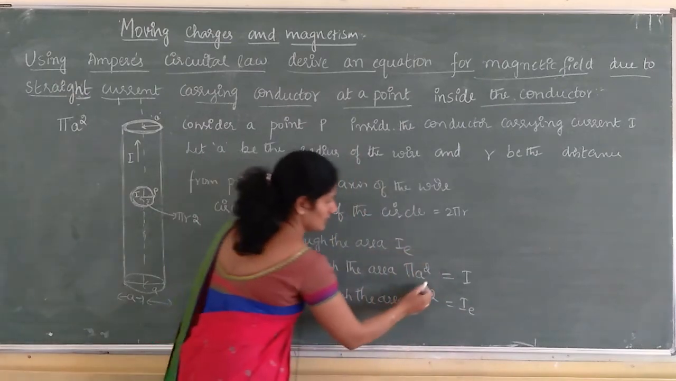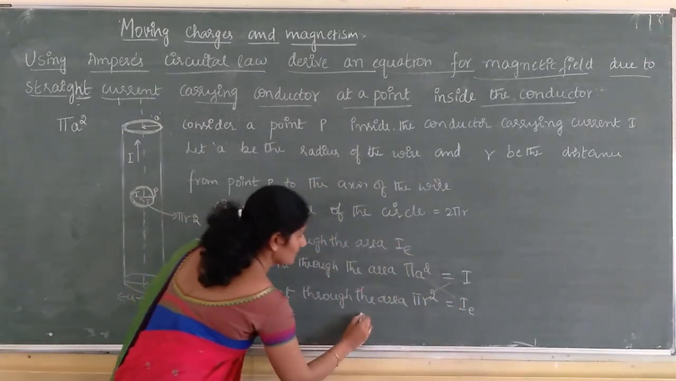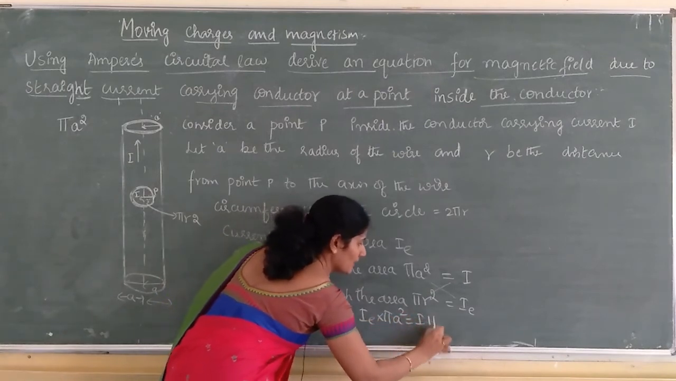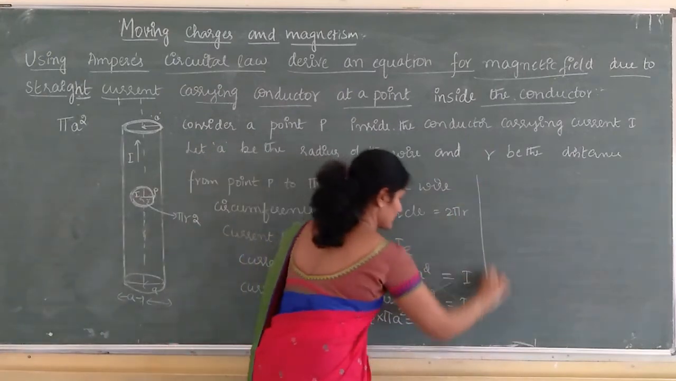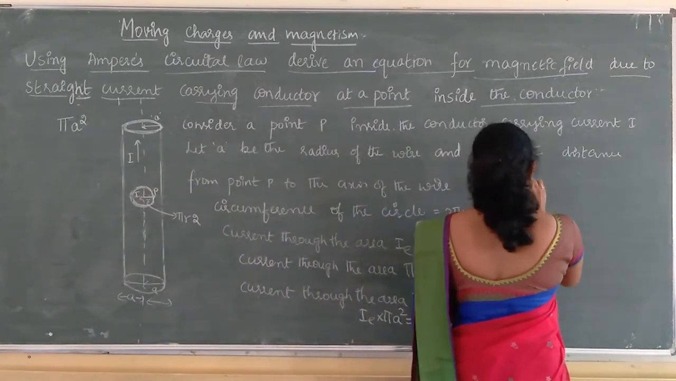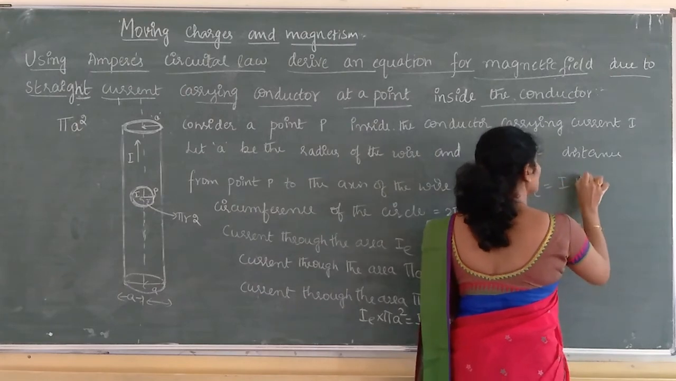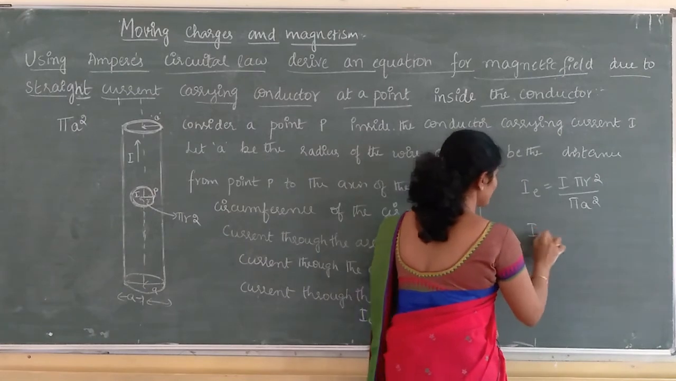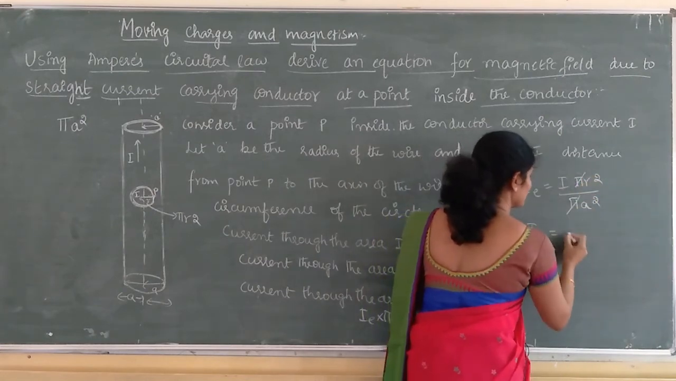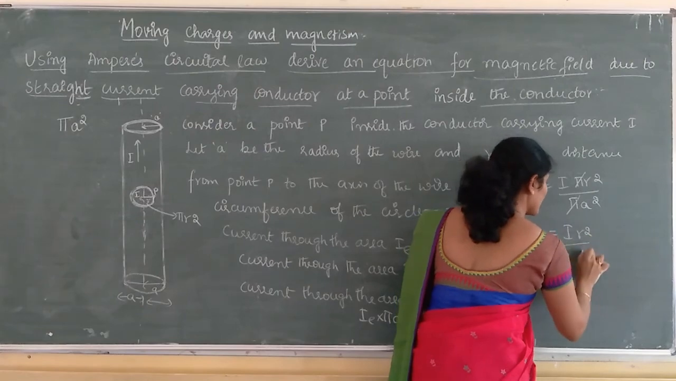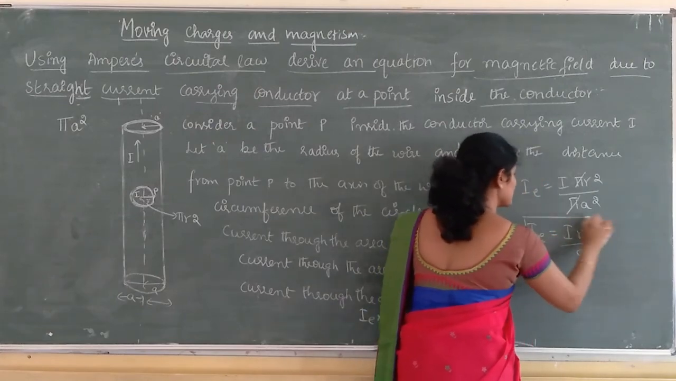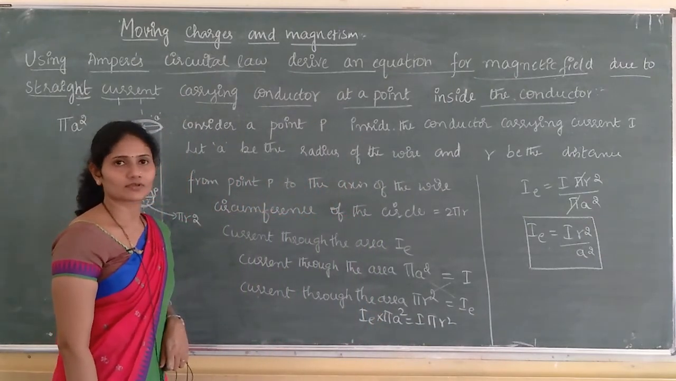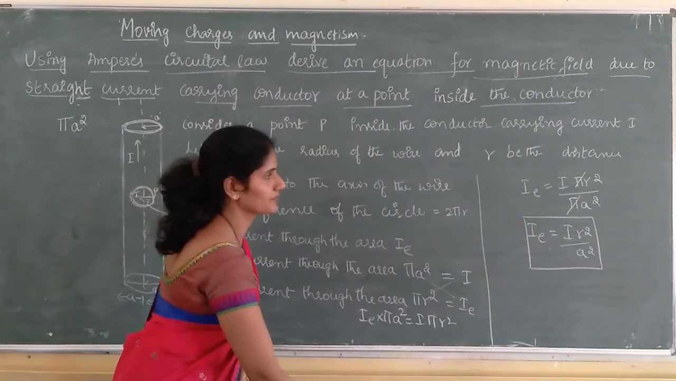What is IE then? Cross multiplication. IE into pi a square is equal to I into pi r square, or IE is equal to I into pi r square divided by pi a square. Pi cancels, so IE is equal to I into r square divided by a square. This is the current enclosed in the loop. So, this IE is different from I.